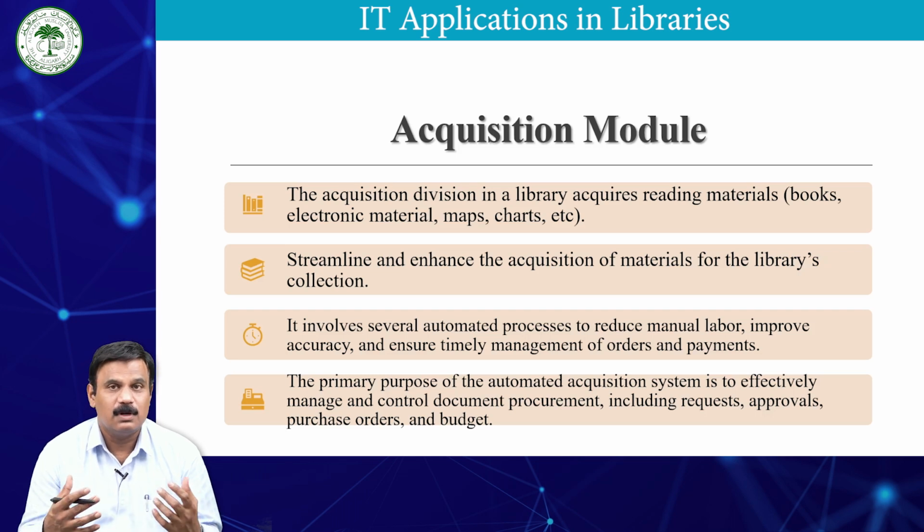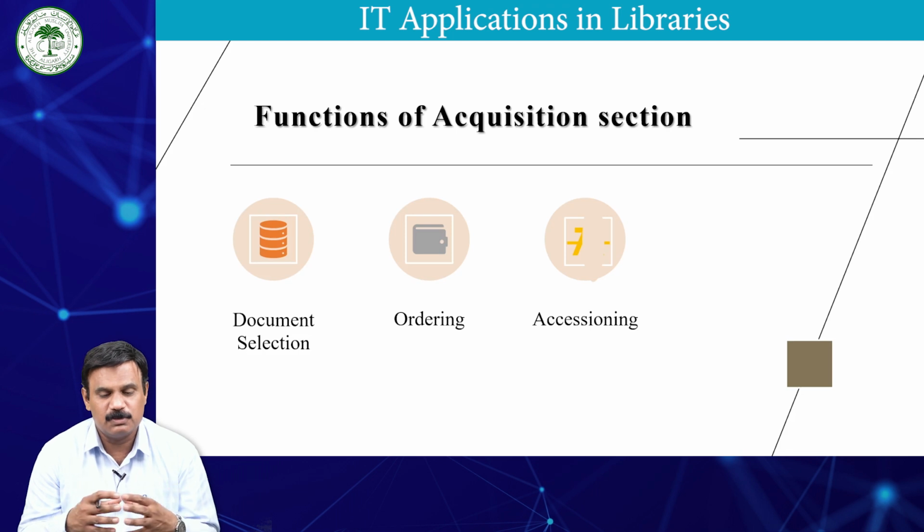And the primary purpose of an automated acquisition system is to effectively manage and control document procurement. Document procurement means purchasing of documents, purchasing of books, electronic books or printed books, and including the request, approvals, purchase orders, and the budget. So all these areas which are related to the acquisition section have to be automated. If you say about the functions of the acquisition section, what are the major functions of the acquisition section? In acquisition, mainly we are purchasing documents, or in other words, the procurement of the documents.